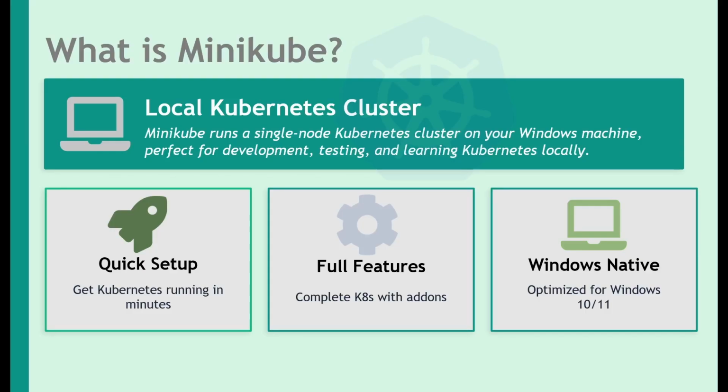Now, before we set up Minikube, there are certain prerequisites that you need to take care of. The first one is you must have virtualization enabled. Now, how to enable the virtualization, I'll show you. But before that, it's very important to understand what exactly is virtualization, and we will see how to enable it later. But let's understand what is virtualization.